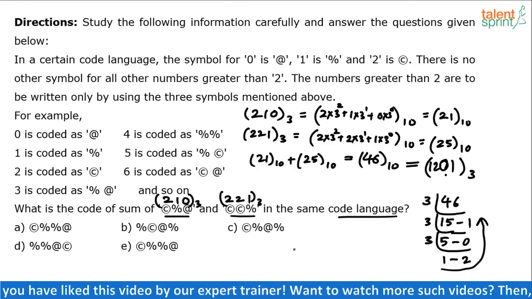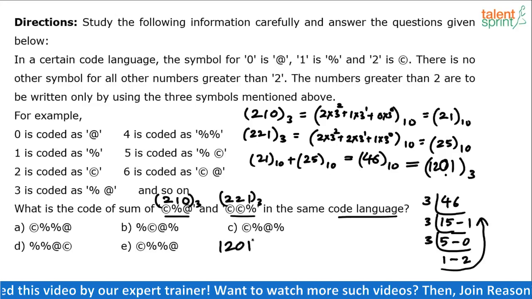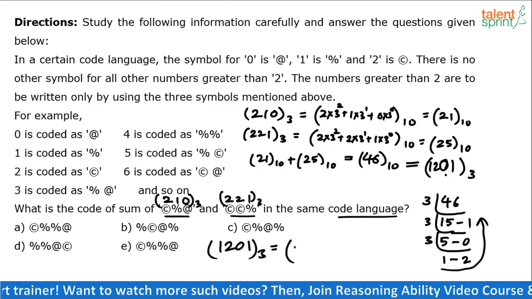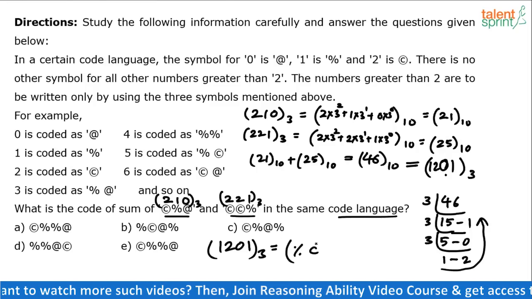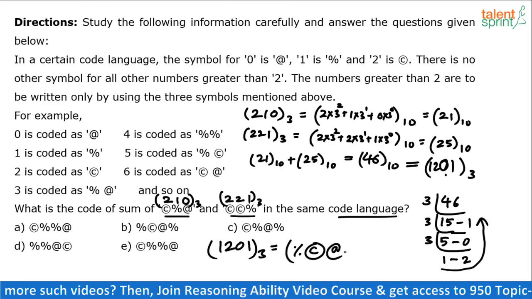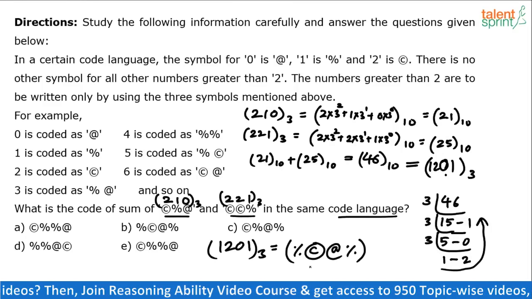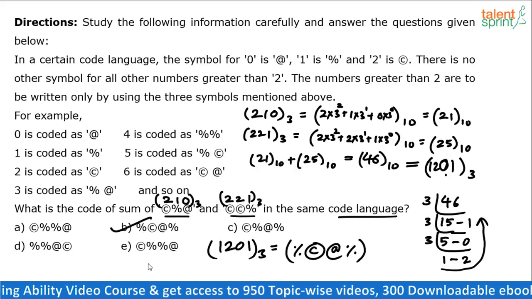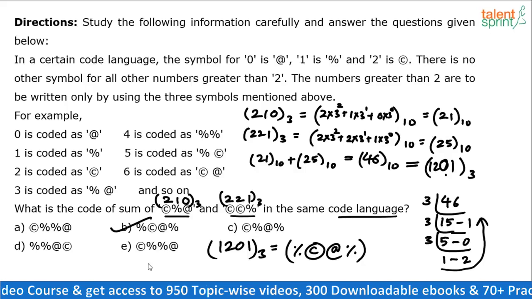1 is percentage. 1, 2, 0, 1 in the ternary system. So just convert to those symbols. 1 is percentage, 2 is copyright, 0 is at the rate, and 1 is again percentage. So percentage, copyright, at the rate, percentage. Option B is the answer.